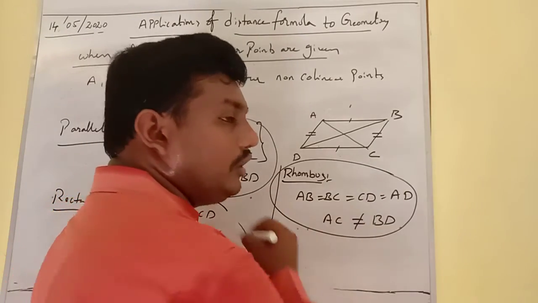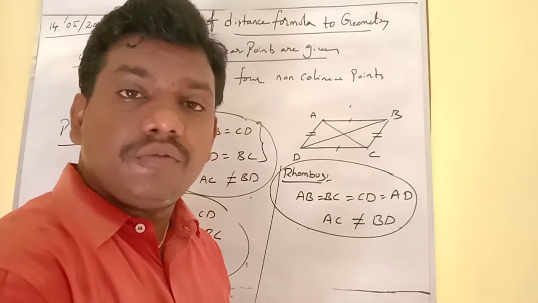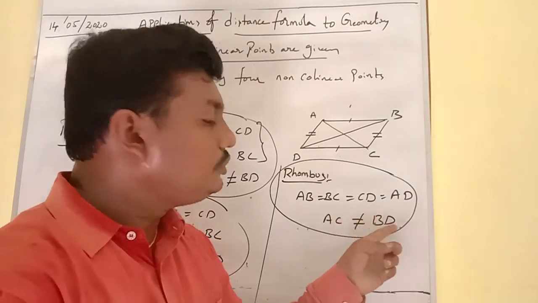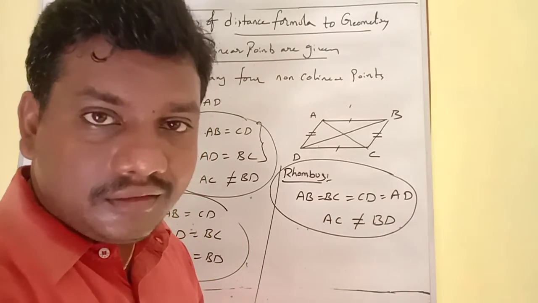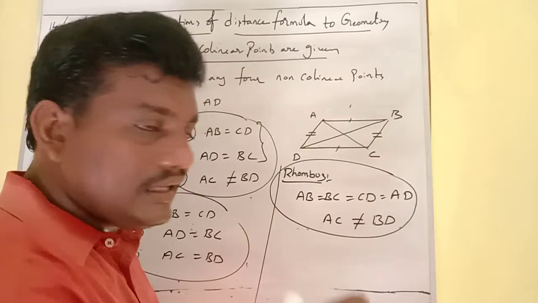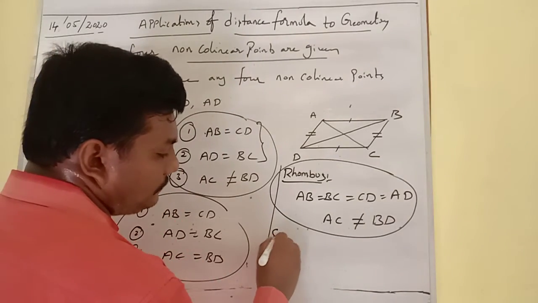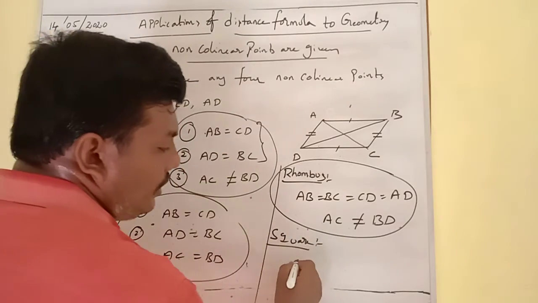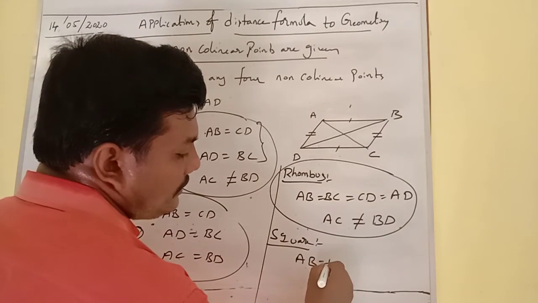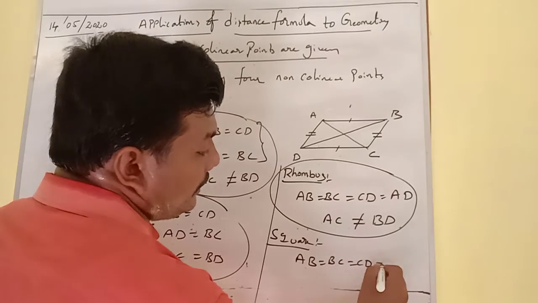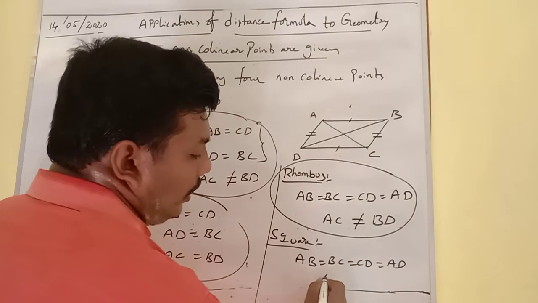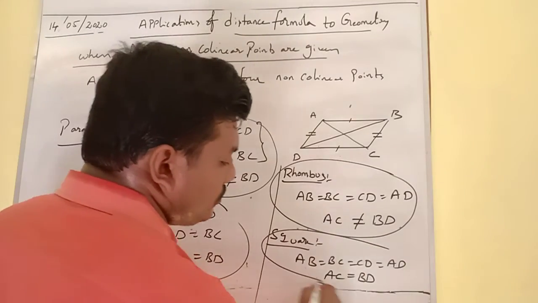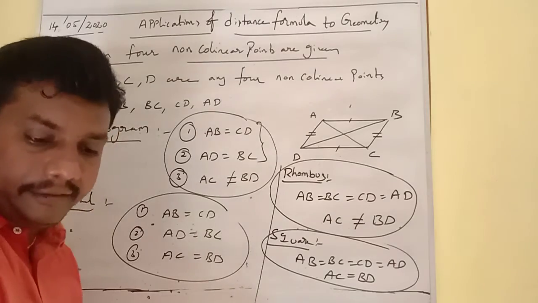When the given quadrilateral may be a rhombus, we must find the length of the 4 sides and the length of the 2 diagonals using the distance formula. Then coming to the square, all the 4 sides are equal: AB is equal to BC is equal to CD is equal to AD, and AC is also equal to BD. This is about the square.